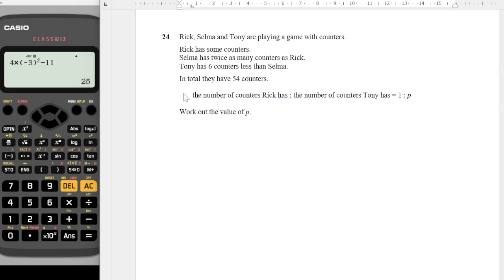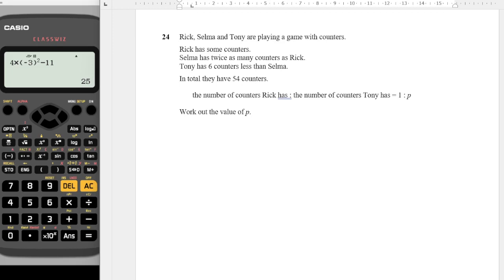Okay, 24. We've got Rick, Selma, and Tony playing a game with counters. Rick has some counters. Selma has twice as many as Rick. Tony has 6 less than Selma. In total, they have 54 counters. The number of counters Rick has to the number of counters Tony has is 1 to p. Work out the value of p.